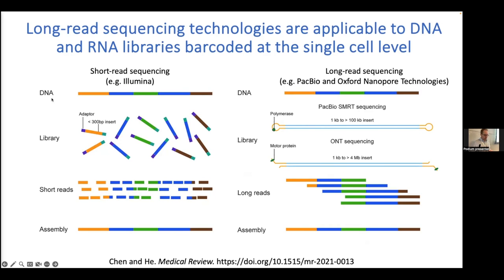There is a cost difference. You get many, many more short reads using Illumina. You get fewer reads using long reads, but they're long, so you can cover the whole transcript. So you have these two options.